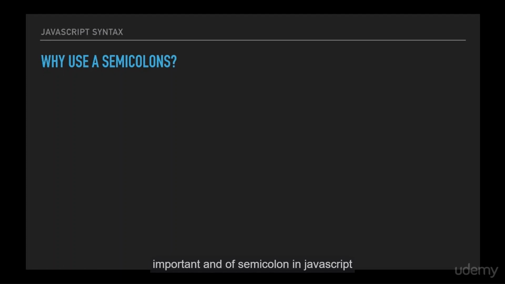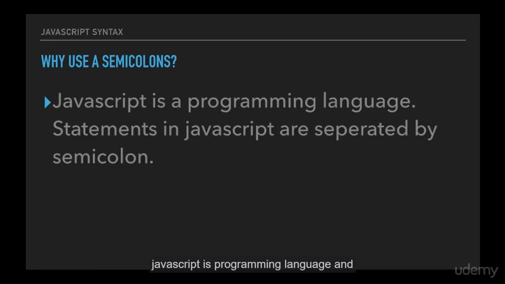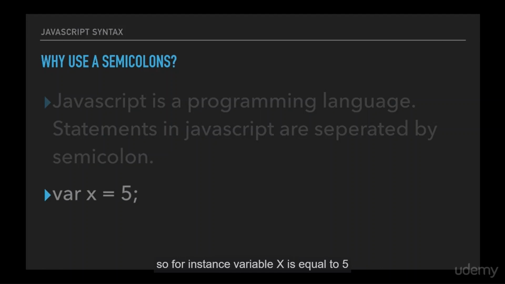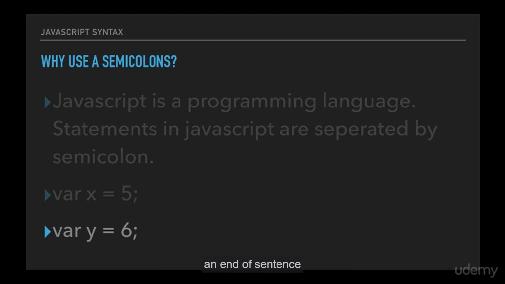Now, what is the importance of semicolon in JavaScript? JavaScript is a programming language, and statements in JavaScript are separated by a semicolon. So for instance, var x = 5; is one statement. Similarly, var y = 6; is another statement. Now you note that there is a semicolon at the end of both the statements. Just like in English, we use a full stop or a period to indicate the end of a sentence, similarly in JavaScript, we use a semicolon.